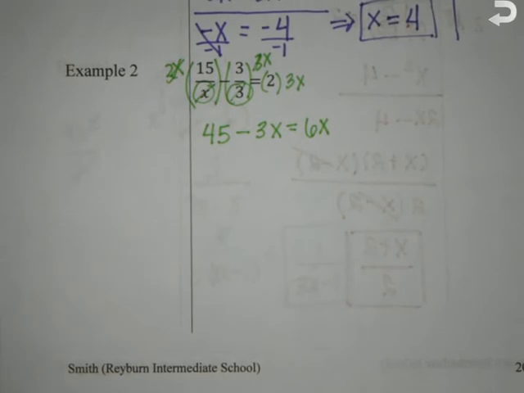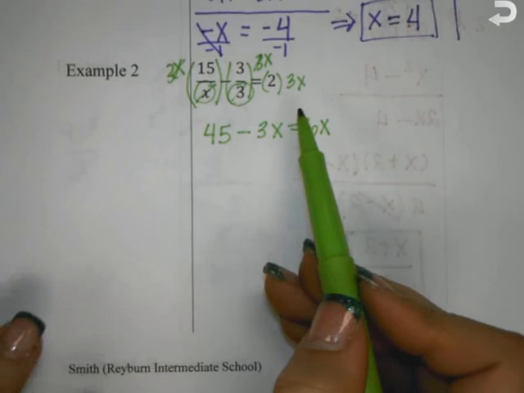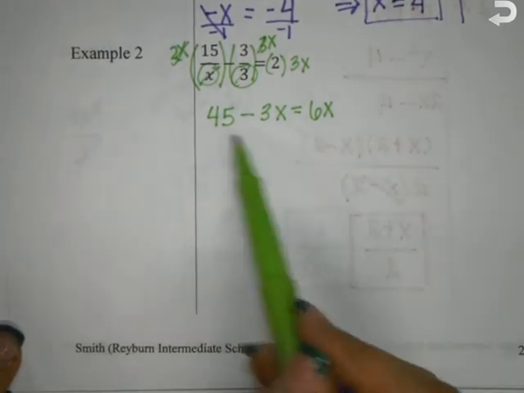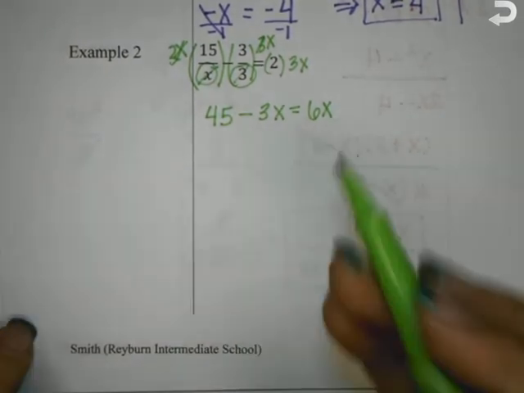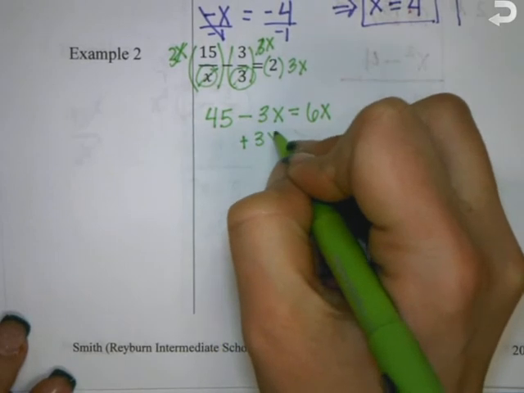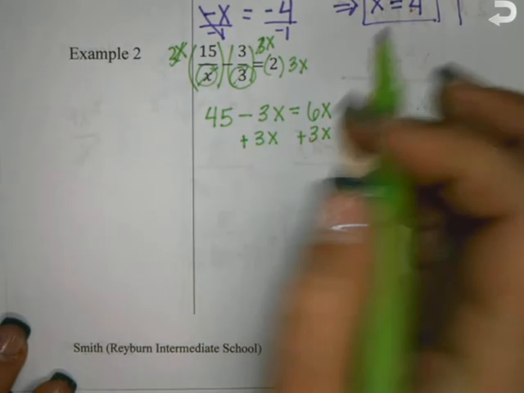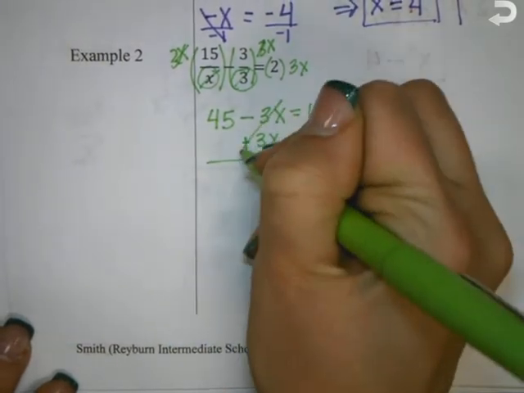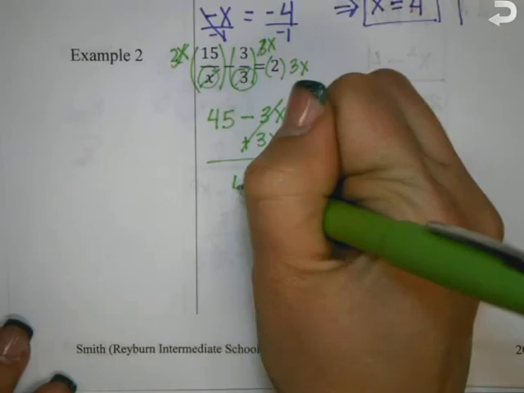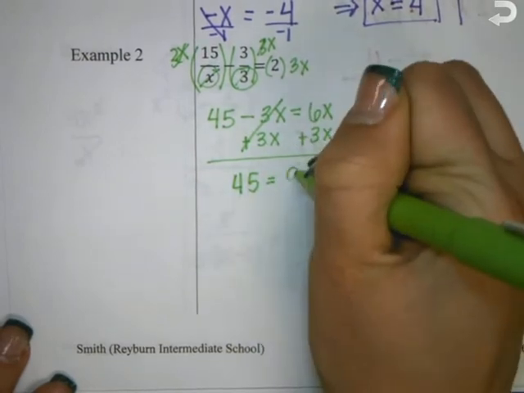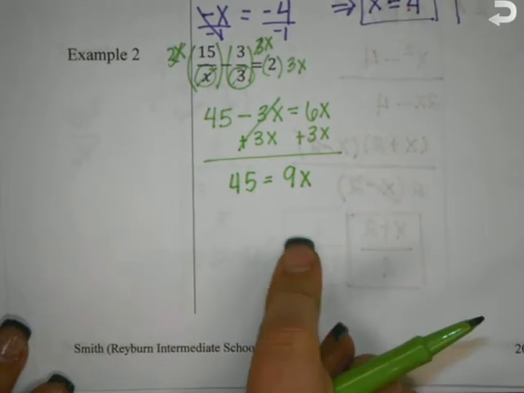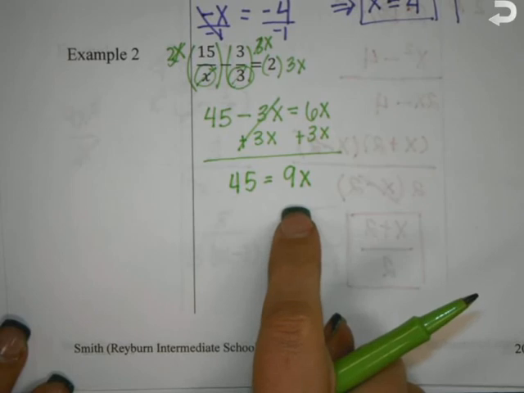Now, I want to get all of my x's on one side and all of my numbers on the other side. So now that we know from the last example, what do you think I want to do first? Let's add 3x to both sides, because I already have x's on the right-hand side. So those guys cancel, and I get 45 equals 9x. Is x by itself? No. So I divide by 9.